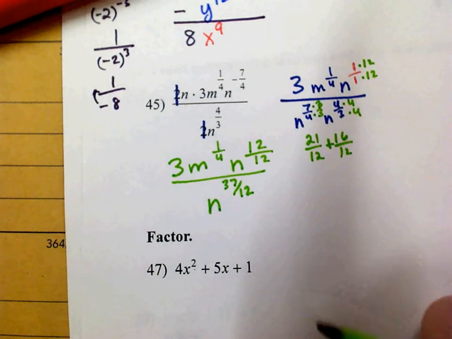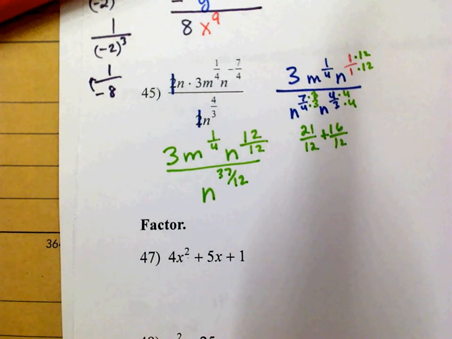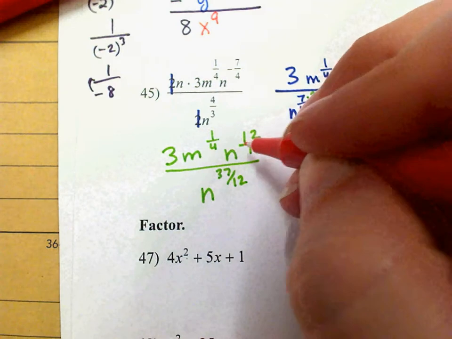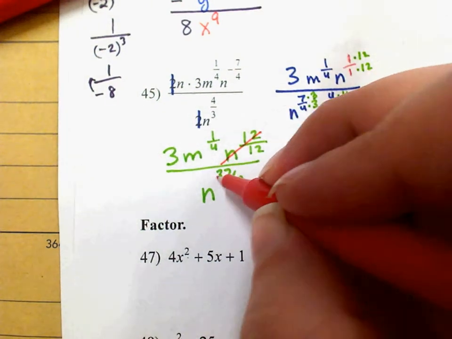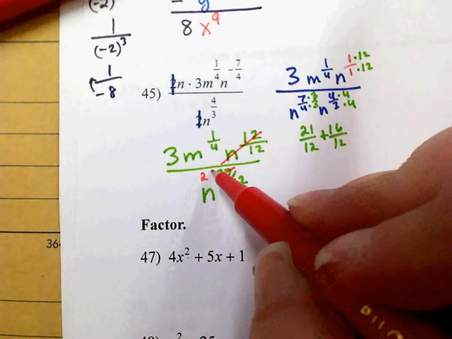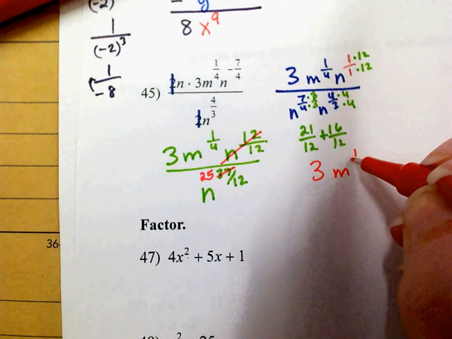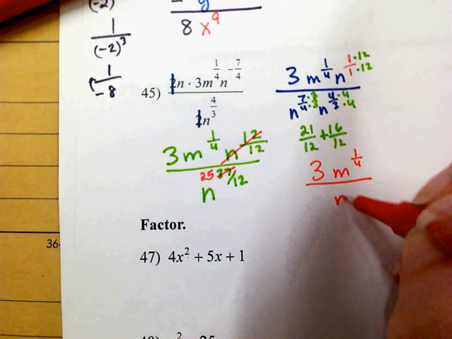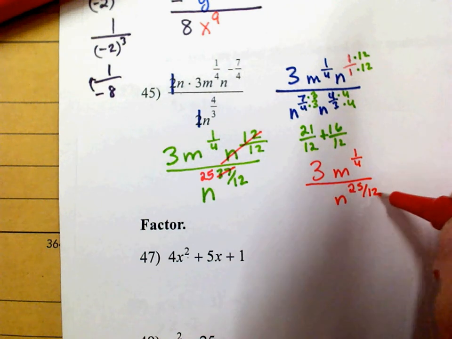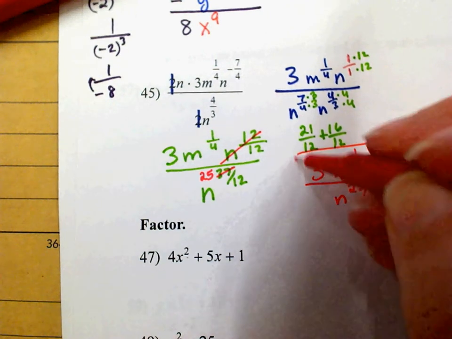So what can I do, guys? Right. 12 of these can cancel out with 12 of those, leave me with how many? 25. So my final answer is 3m to the 1/4 divided by n to the 25/12. And there you go.